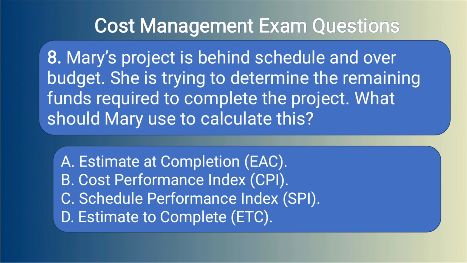8. Mary's project is behind schedule and over budget. She is trying to determine the remaining funds required to complete the project. What should Mary use to calculate this? A. Estimate at completion, EAC. B. Cost Performance Index, CPI. C. Schedule Performance Index, SPI. D. Estimate to complete, ETC.